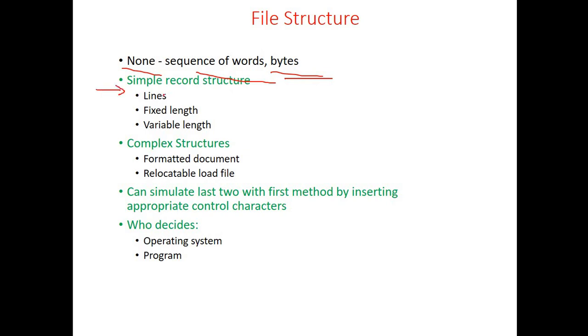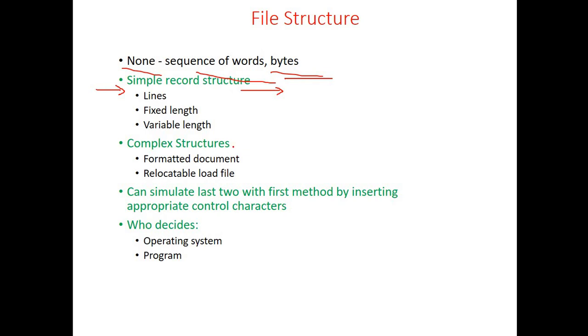Another variety of file structure is simple record structure. Here the file is treated as a collection of records. Simple record structure means the file is treated as a collection of lines. The lines may be fixed length or variable length.